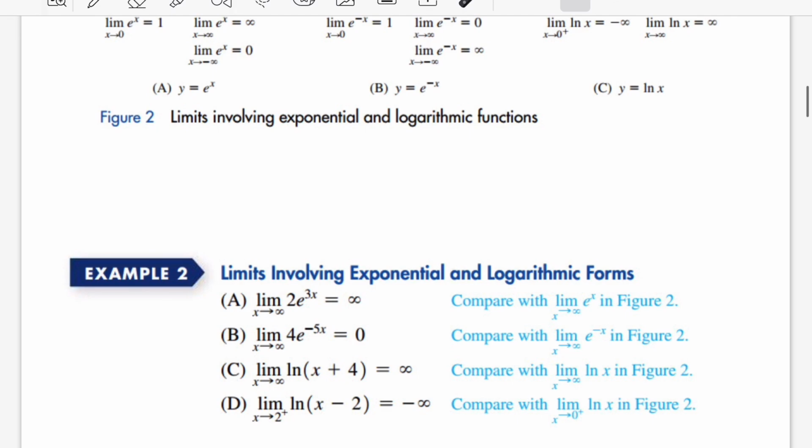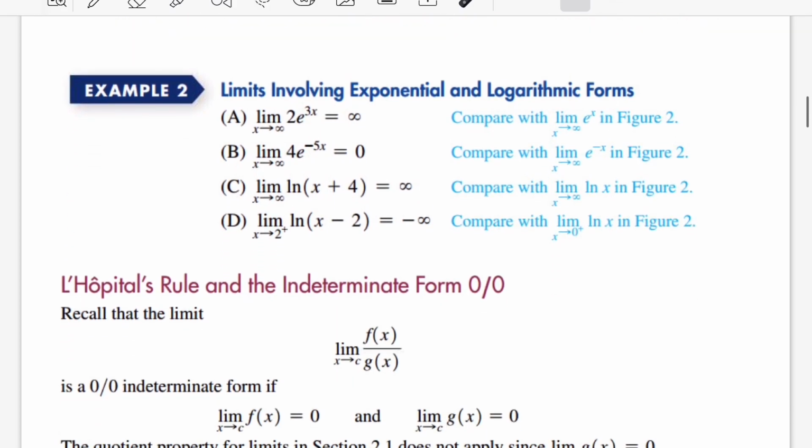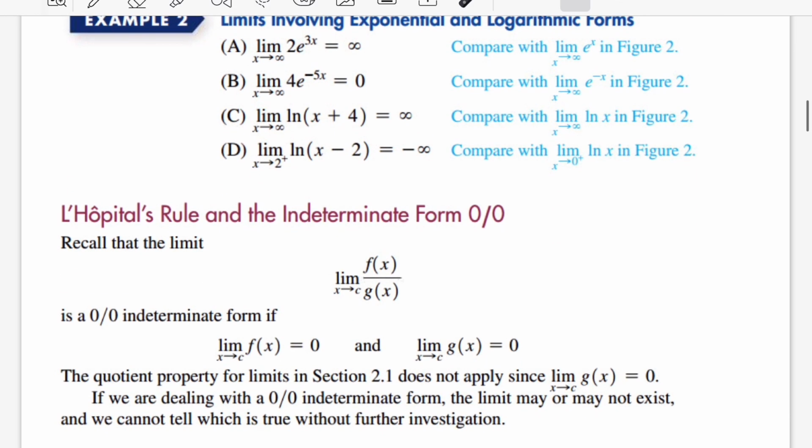All right, so that was just a brief refresher of these limits that we saw in previous sections and will be helpful in some of the examples that we'll look at today. So remember, if we have a limit like this here, where the limit of f of x is equal to 0 and the limit of g of x is equal to 0 as x approaches some number c, we have what's called indeterminate form. So we get 0 over 0.